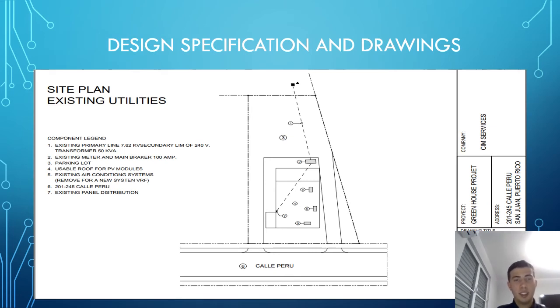And this is the existing utility. We have the primary line and the secondary line of 240 volts on the transformer, the existing meter, the main breaker of 100 amperes, the parking lot that is here, the roof usable for PV panels, the existing air conditioning system that we move for the new system, and this is the street of the office and the existing panel distribution.